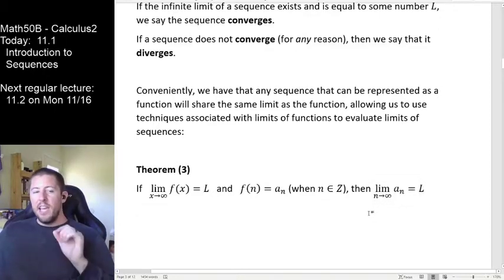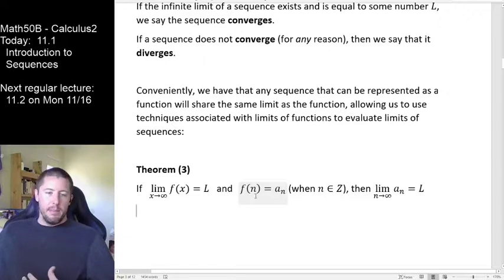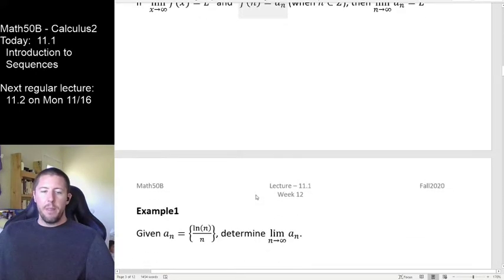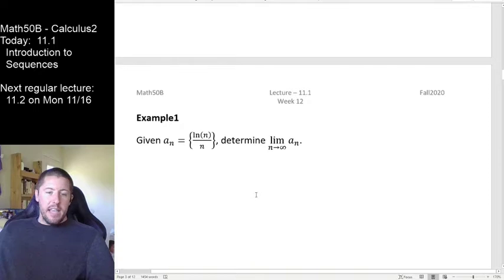So this is just saying if we can write a sequence the same way as we describe a function, then their limits are going to match. And that says to us we don't really need to learn anything new to handle sequences. We just need to rehash our old limit information that we already know. So let's look at an example of this.